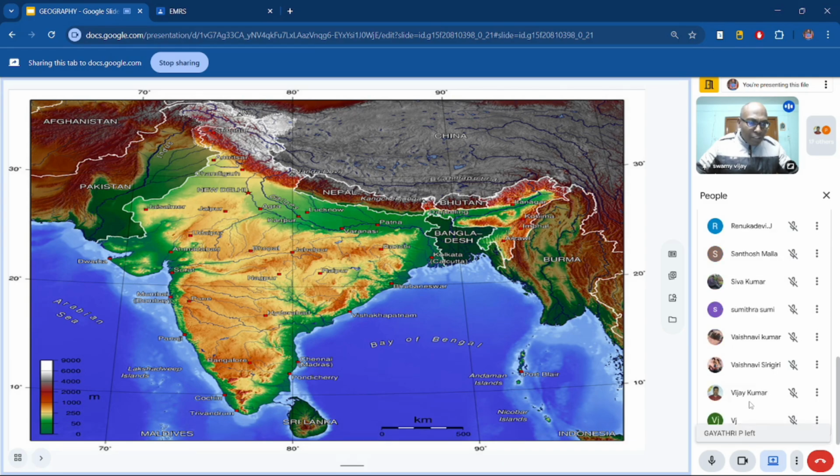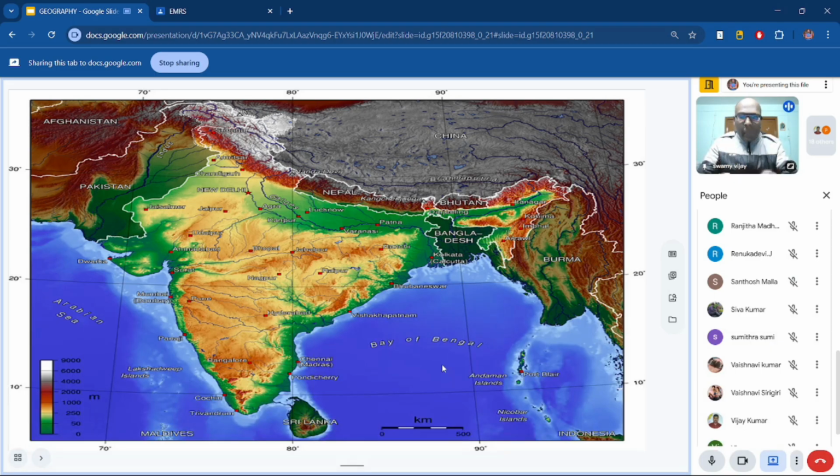Now it is my part. This is the India map. There are physical maps, physical geography maps, and economic geography maps. If you see these longitudes and latitudes, the straight lines are longitudes and the horizontal lines are latitudes. Now look at the picture.